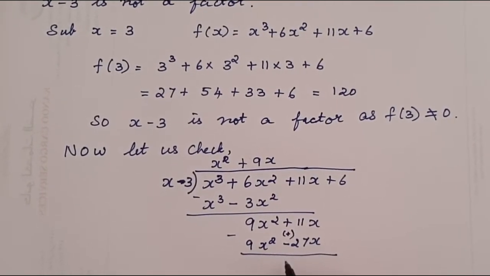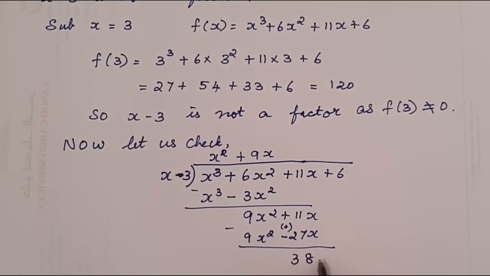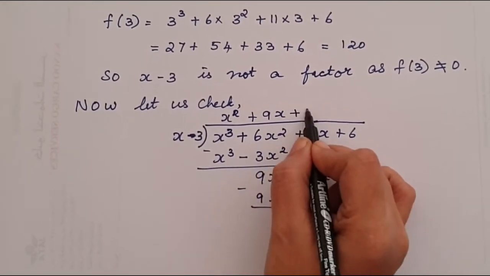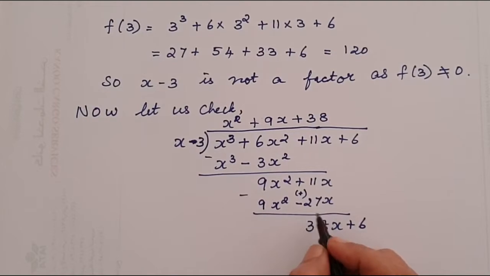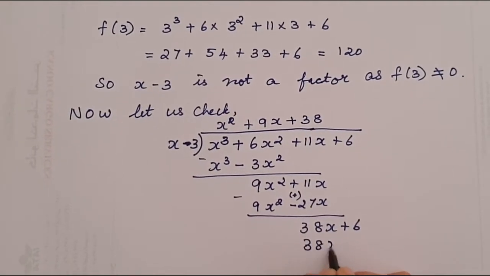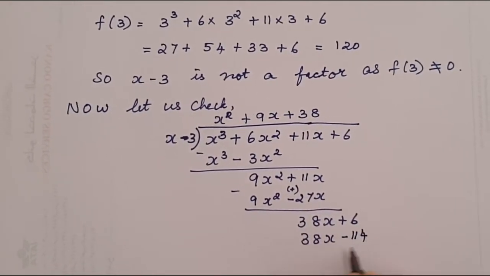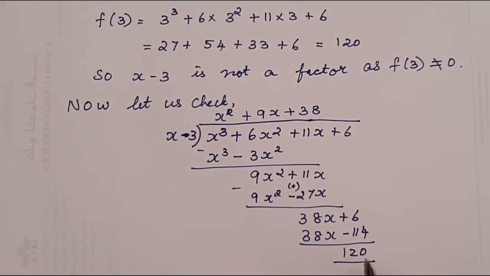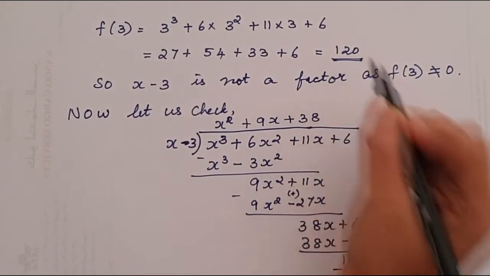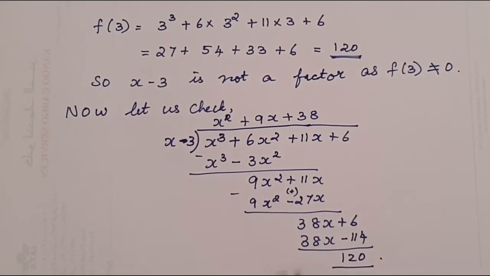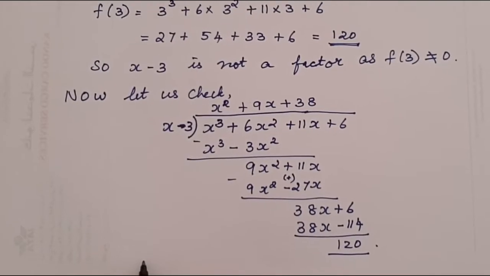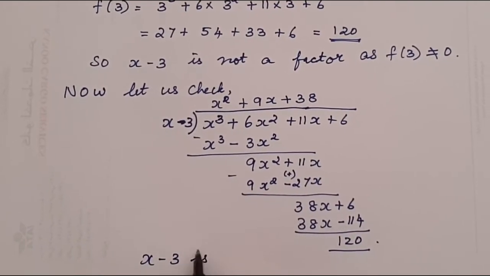Then this is 38x, and bring down the 6. So this is plus 38. So 38x minus 114, that is equal to 120. See, this 120 and the remainder 120 are the same. Since we get a remainder, x minus 3 is not a factor.